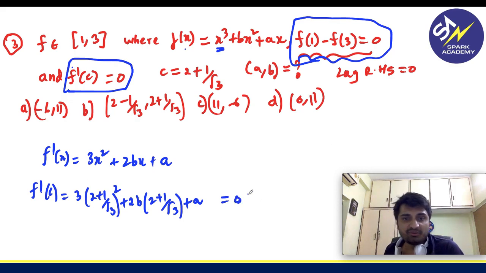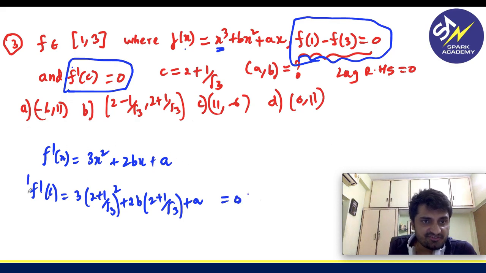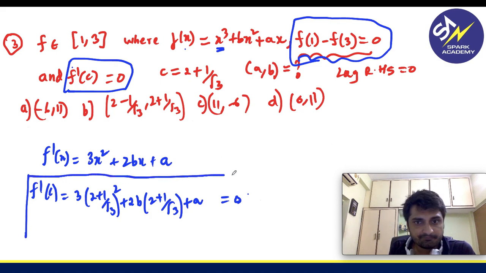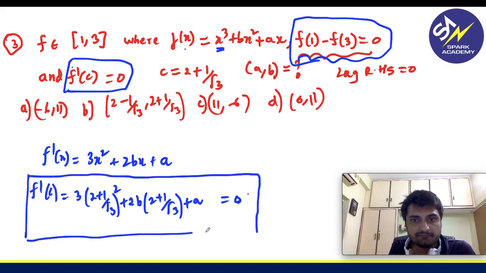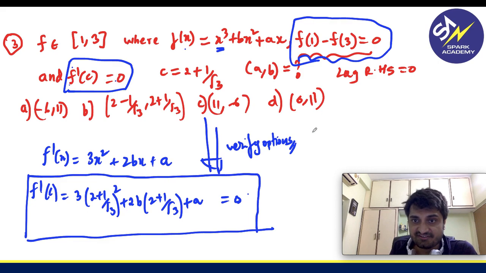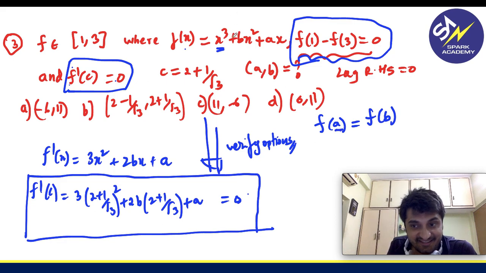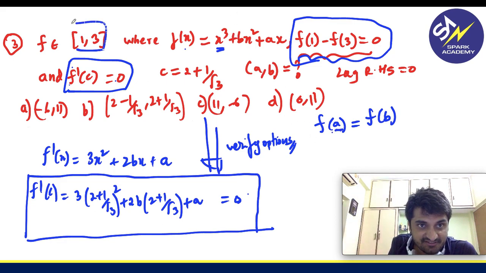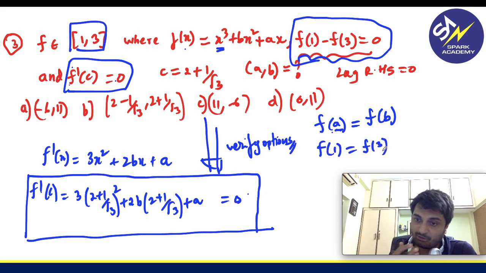Now what is one way you can do, guys? You can use this expression and you can verify options, right? Just do option verification. Little calculations are there, of course. What is the other case? You also know when f dash c is 0, f of a should definitely be equal to f of b. Don't get confused between this and this. Here a is a constant, here a is your interval, right? Basically, what I mean to say is f of 1 should be equal to f of 3.